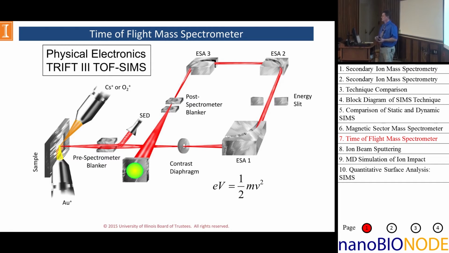And so what's nice about that is for every spot on the sample surface, we get a whole spectrum. So if you think about it, you have X, Y, and Z information if you're doing a depth profile, and then you have a mass to charge ratio and the intensity. So it's 5-dimensional data and the computer stores all of that.